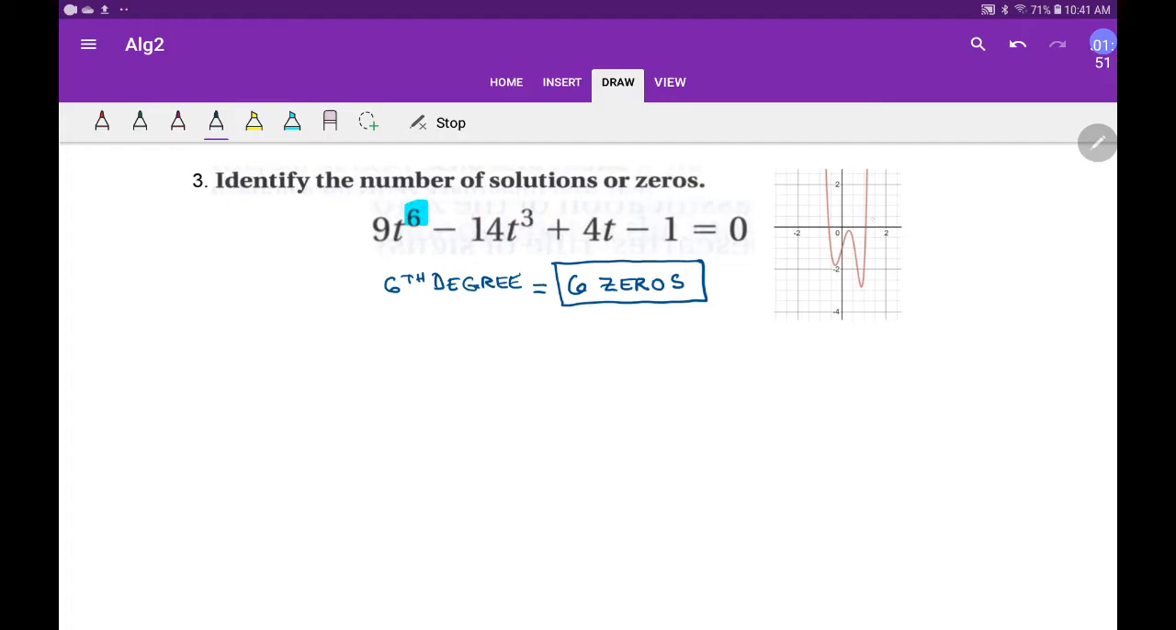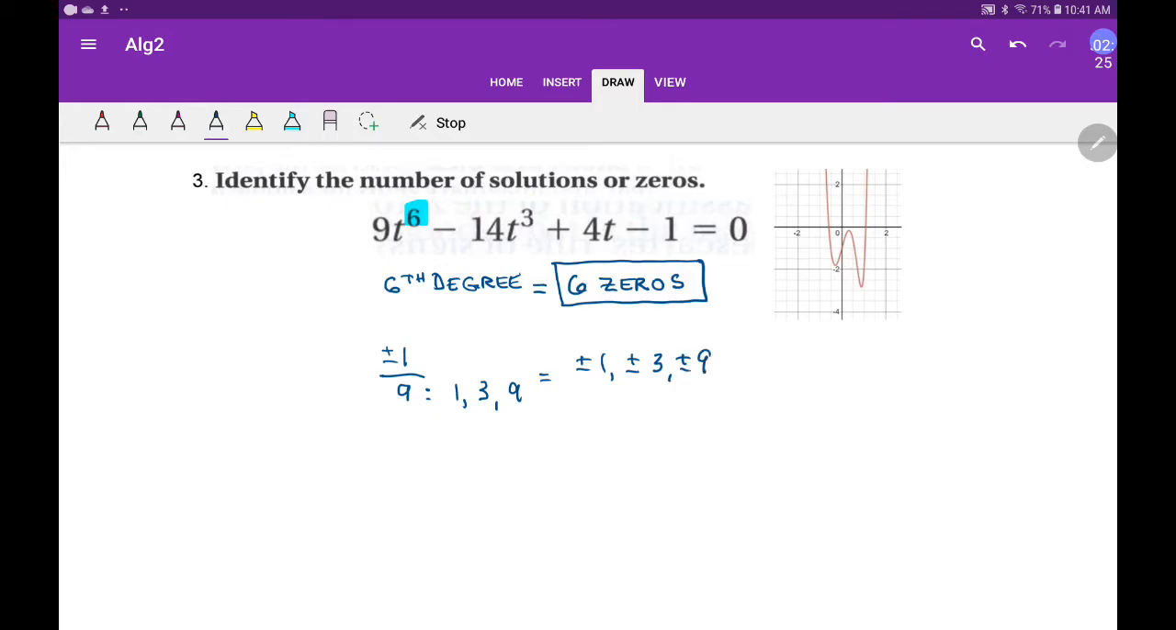Well, we can look at the graph and we can see there's one right here and there's one right here, okay? And we say, okay, what are the possibilities? Well, I have 1 on top, plus or minus 1, and on the bottom, factors of 9, which would be 1, 3, and 9. So my possibilities would be plus or minus 1, plus or minus 3, and plus or minus 9.